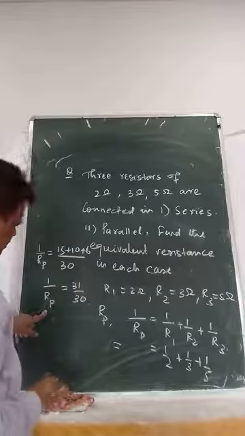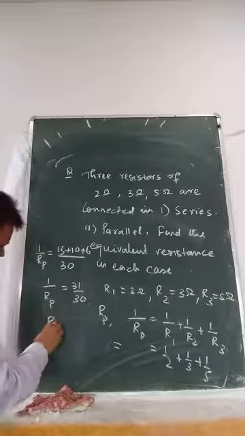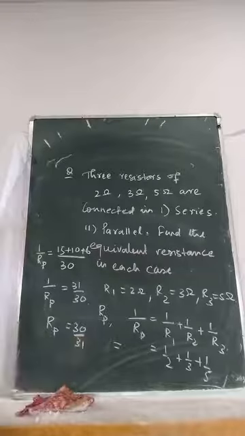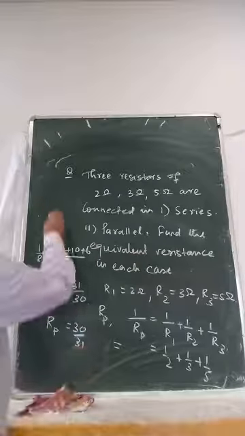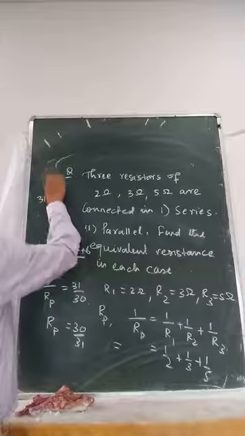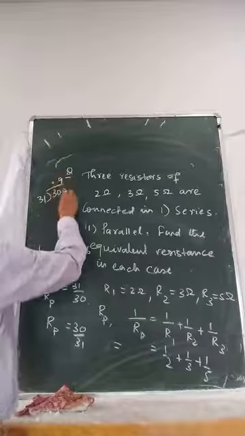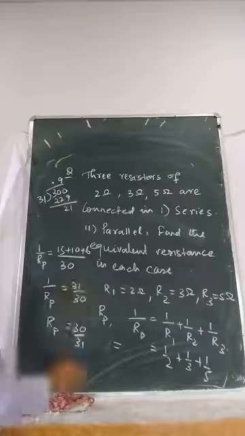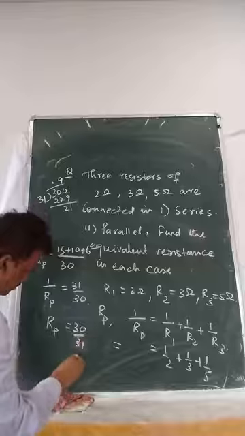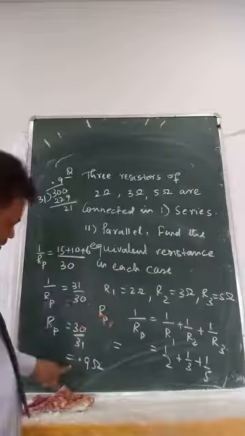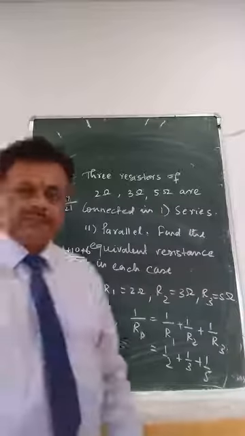But this is 1 by Rp, so invert it. What is the resistance in parallel? Now 30 by 31. Divide 30 by 31, it is about 0.9. So equivalent resistance is 0.9 ohm. That means when you connect in parallel, the resistance decreases.